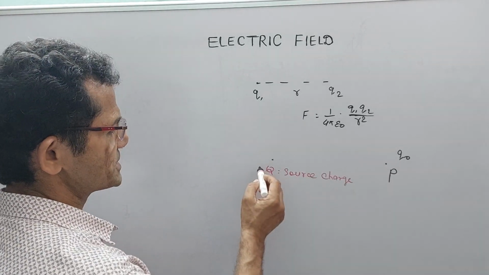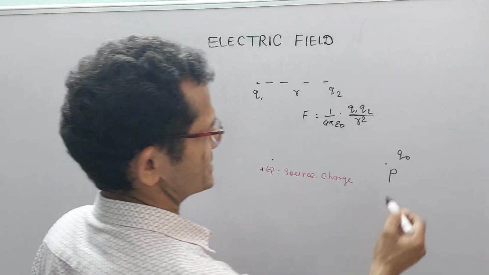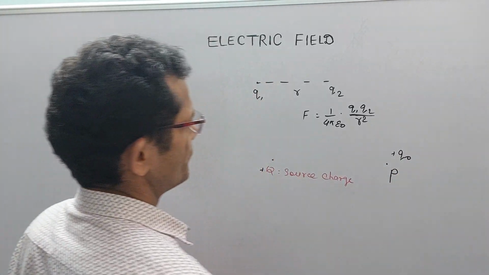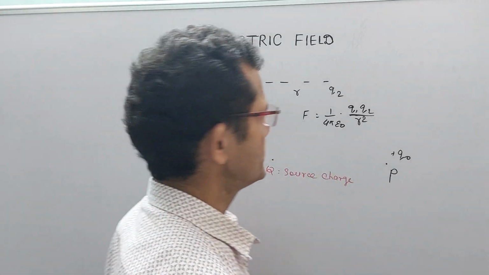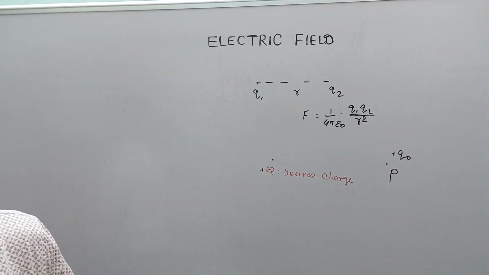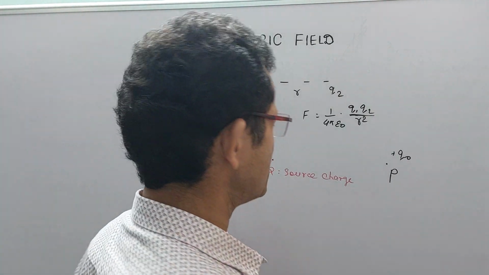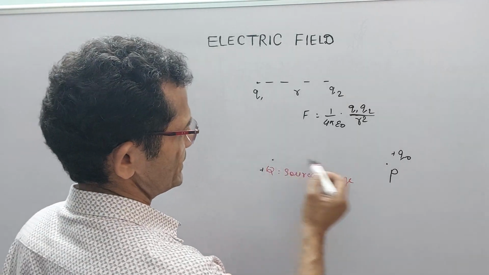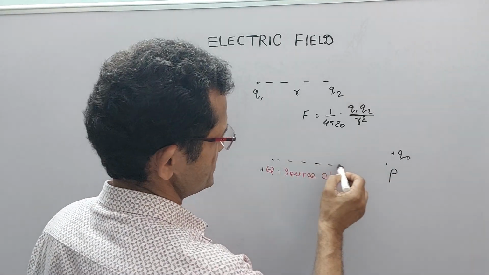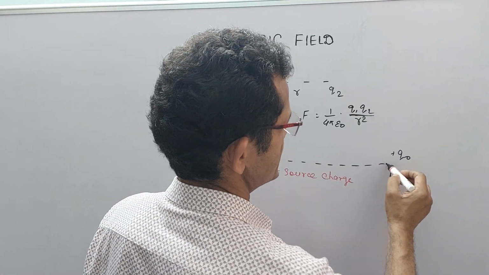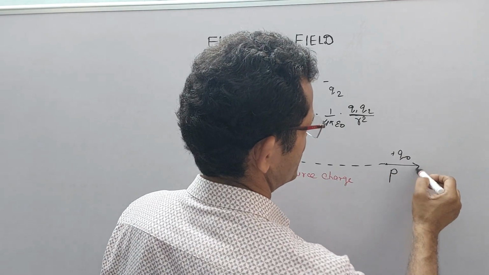So if this is a positive charge and this is also a positive charge, we know that between two positive charges, according to Coulomb, there would be Coulombic repulsive force. So here the Q naught, which is the test charge, will experience a force along this direction.